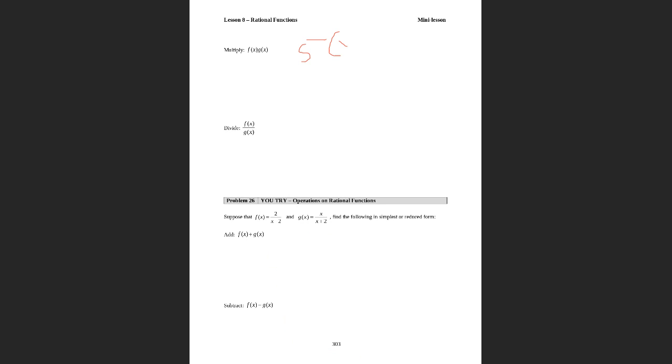Here I already did this. You have 5x plus 3 over 6x plus 1. With this one, you get 6x plus 3, 5x plus 1. That's what you're going to get. Okay?